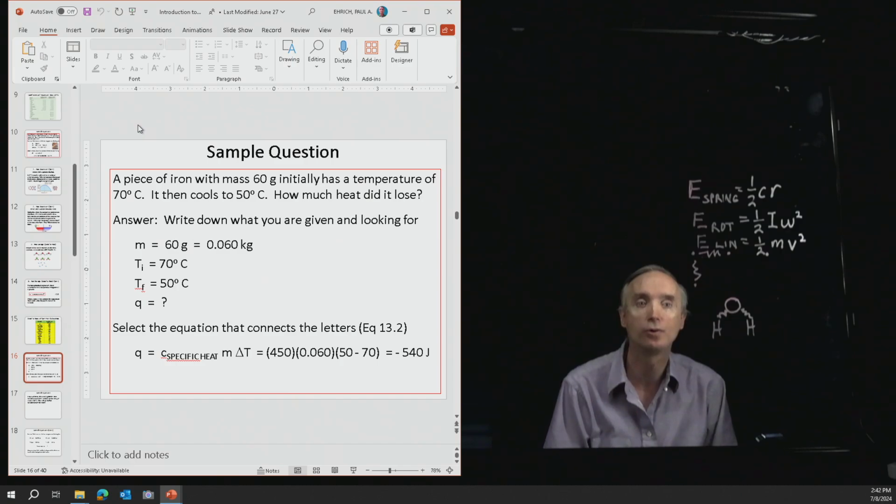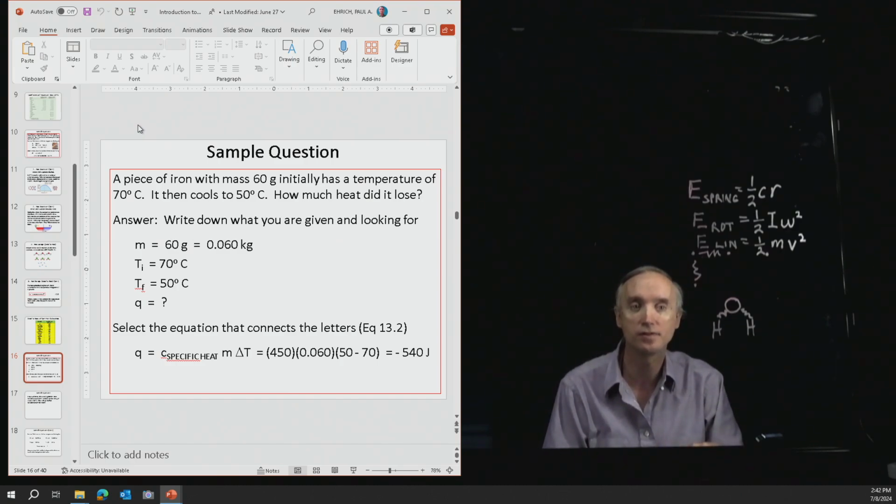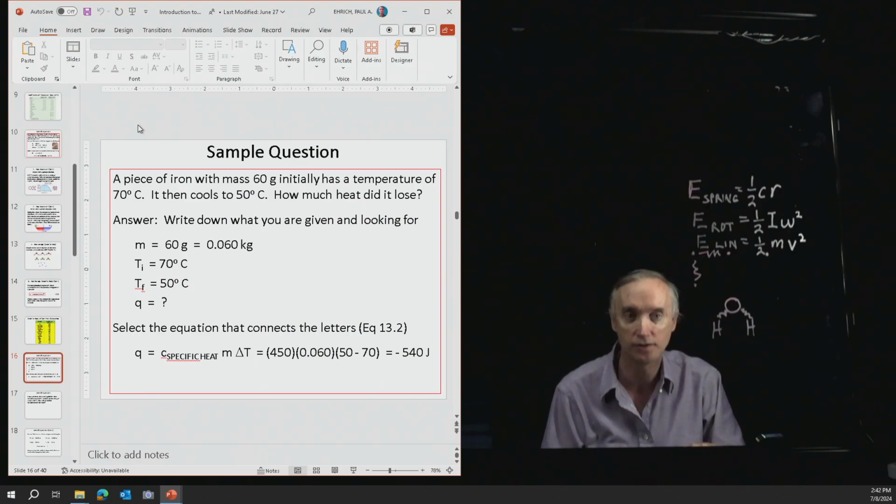So here's a sample question. You have a piece of iron with a mass of 60 grams, and it initially has a temperature of 70 degrees Celsius. It then cools down to 50 degrees Celsius. How much heat did it lose when that happened?